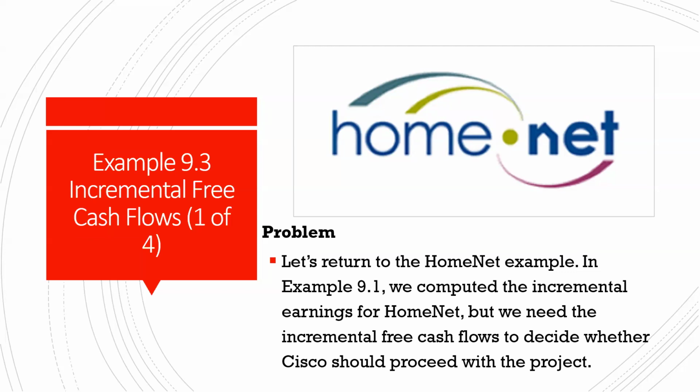Here we have a problem. Now let's return to the HomeNet example. In example 9.1, we computed the incremental earnings for HomeNet, but we need the incremental free cash flows to decide whether Cisco should proceed with the project. Now remember, this problem was discussed in Part 1 of Chapter 9's video.